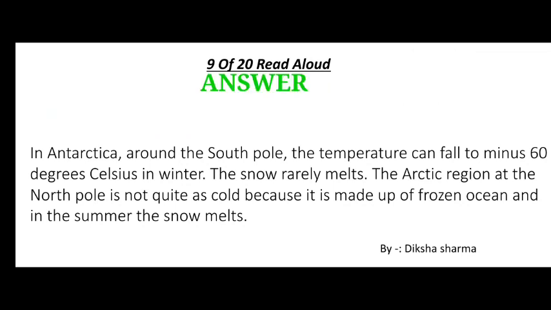In Antarctica, around the South Pole, the temperature can fall to -60 degrees Celsius in winter. The snow rarely melts. The Arctic region at the North Pole is not quite as cold because it is made of a frozen ocean, and in the summer the snow melts.